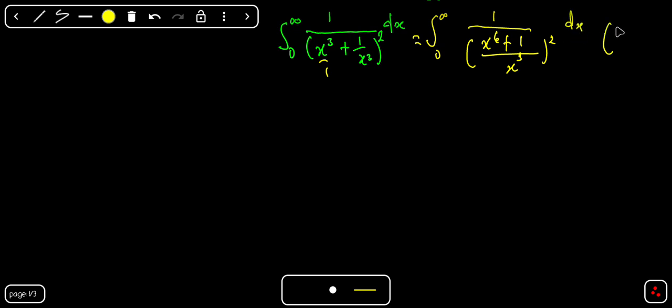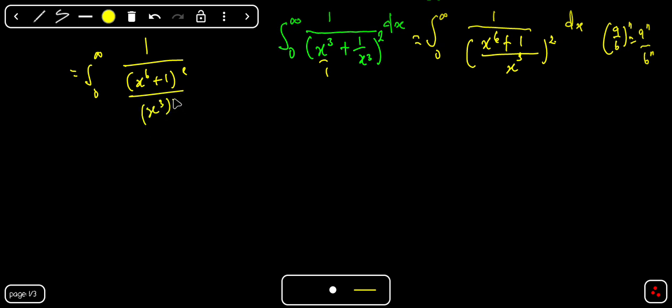And according to the law of indices, we have (a over b) raised to the power of n, so this would be a raised to the power of n over b raised to the power of n. We can do the same thing here also. So if we do that, we have the integral from 0 to infinity of 1 over (x raised to the power of 6 plus 1) raised to the power of 2, over (x raised to the power of 3) raised to the power of 2 dx.